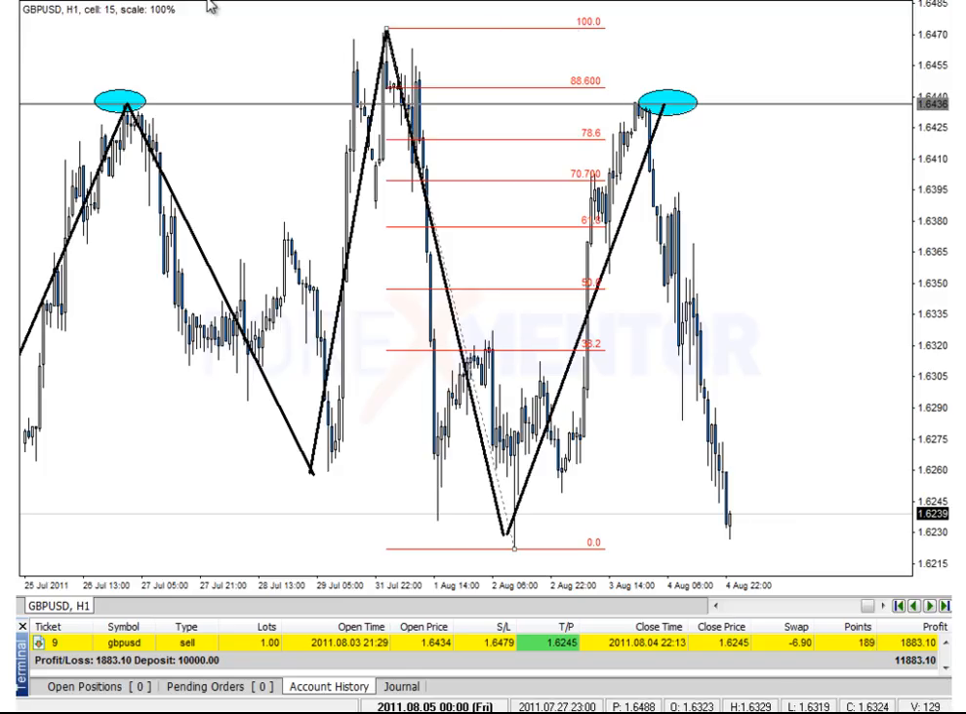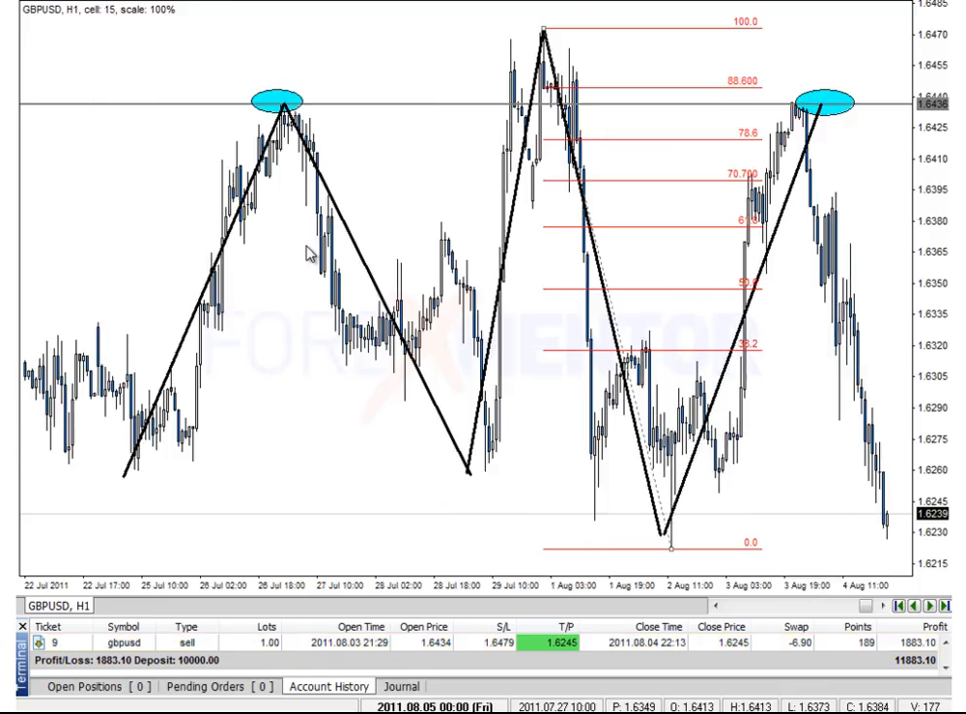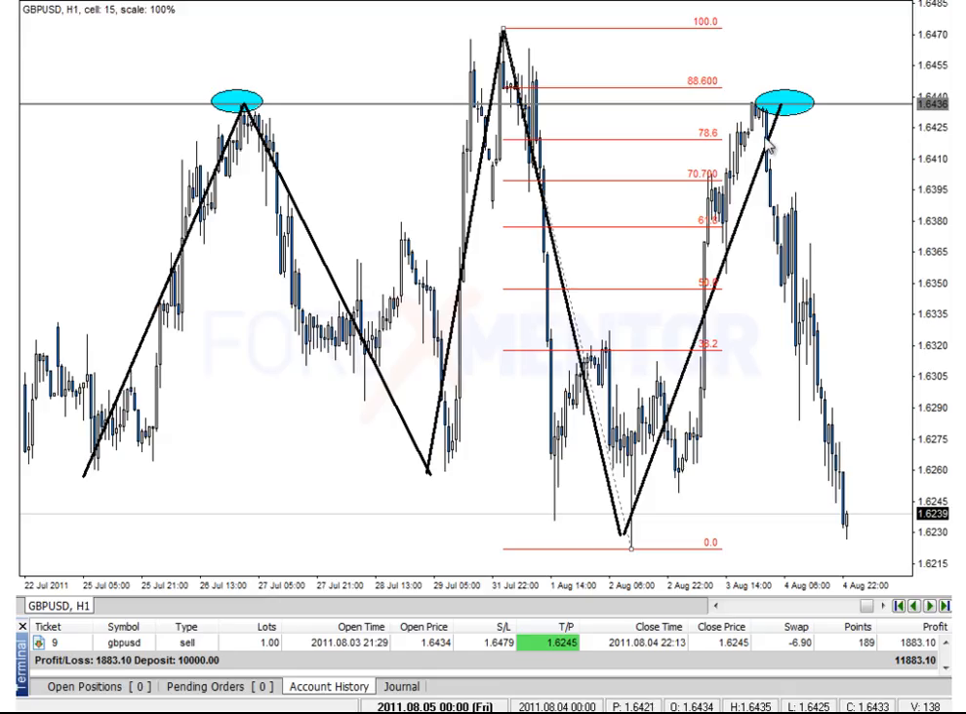So that's what we call a pattern within a pattern: a daily bearish bat pattern at key resistance on the daily chart, and we had an hourly head and shoulders pattern. We were able to reduce the risk on the trade and look for a good profit potential.